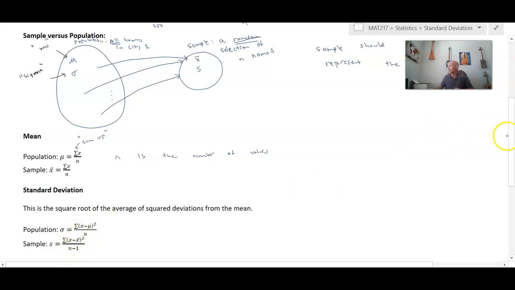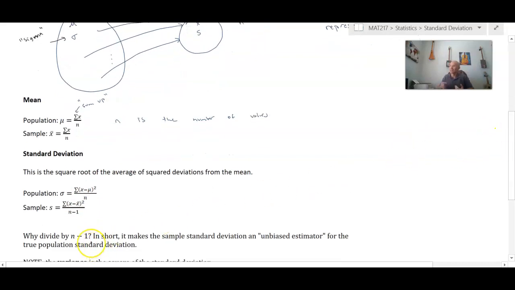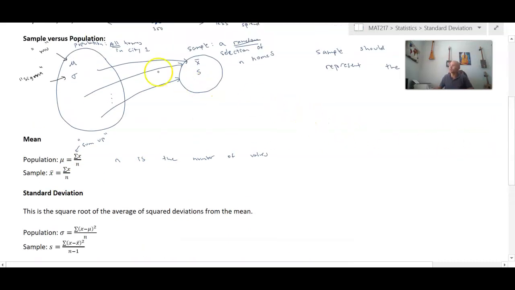Why do we do that? All I'm going to say is this: the answer is a little bit more complicated, but the idea, in short, is that it makes the sample standard deviation what we call in statistics an unbiased estimator for the true population standard deviation. Because remember, what we're doing with a sample is trying to describe the entire population. We're trying to have a representative sample. So the mean and standard deviation that we get, we assume those estimate the overall population mean and the overall population standard deviation.